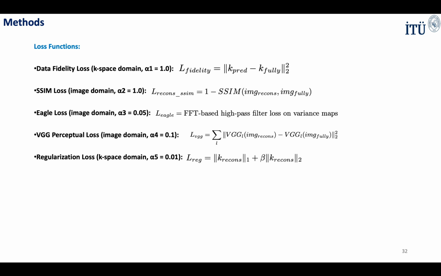Regularization loss. A combination of L1 and L2 penalties in the K-space domain, promoting sparsity and smoothness to prevent overfitting. Final equation. All these loss functions are combined in a weighted manner to produce the total loss, with each weight fine-tuned to balance the different objectives.